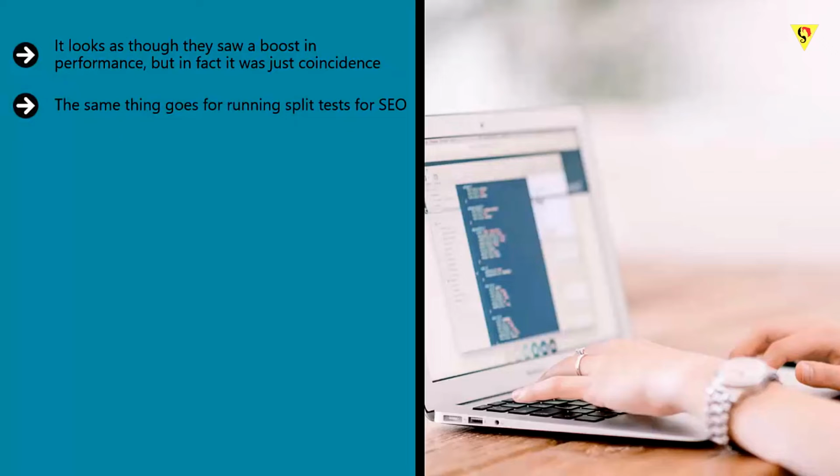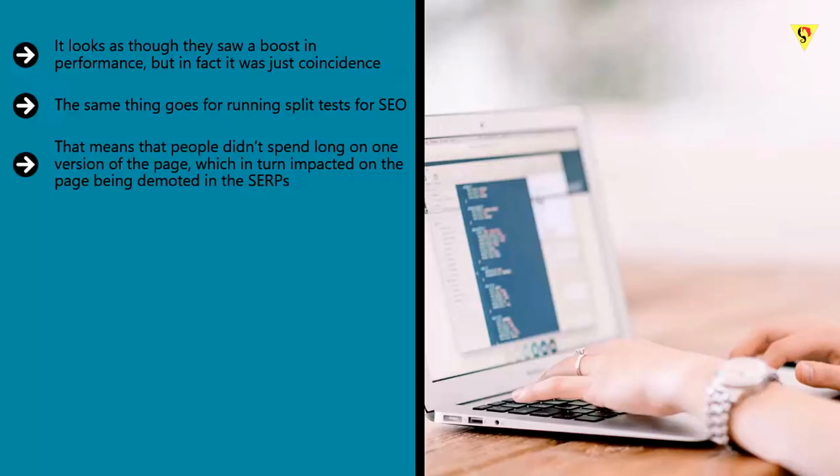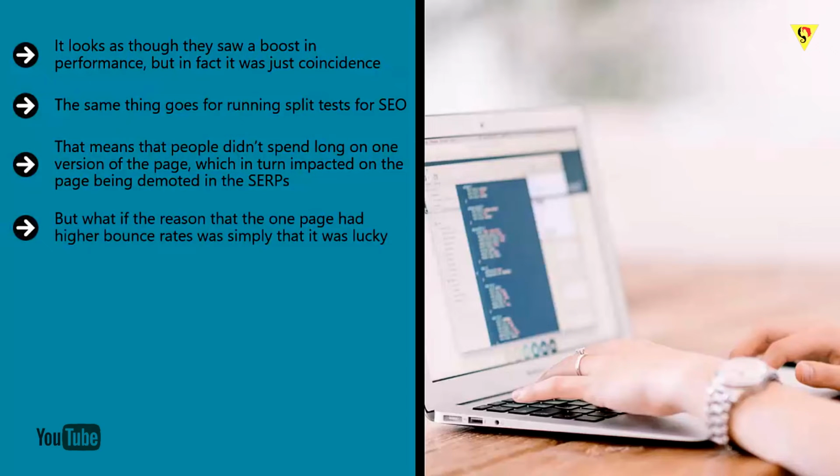The same thing goes for running split tests for SEO. If you have 2 versions of a website and one enjoys a bigger boost in SEO than the other, then this could potentially be a result of one page having lower bounce rates than the other. That means that people didn't spend long on one version of the page, which in turn impacted on the page being demoted in the SERPs. But what if the reason that the one page had higher bounce rates was simply that it was lucky? That the people who went there happened to be in less of a hurry?